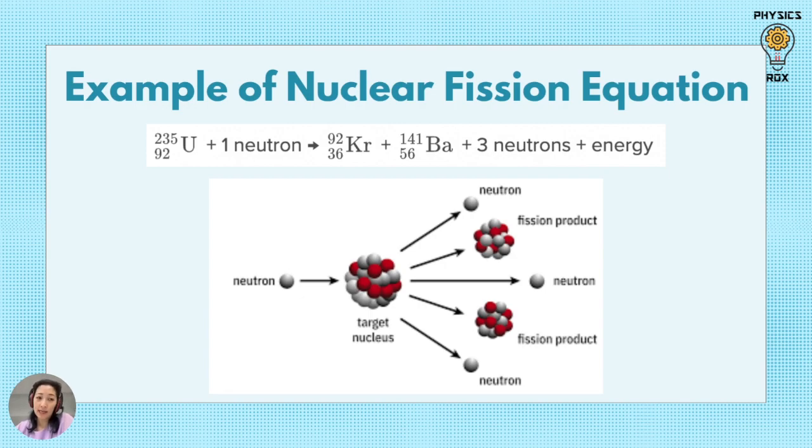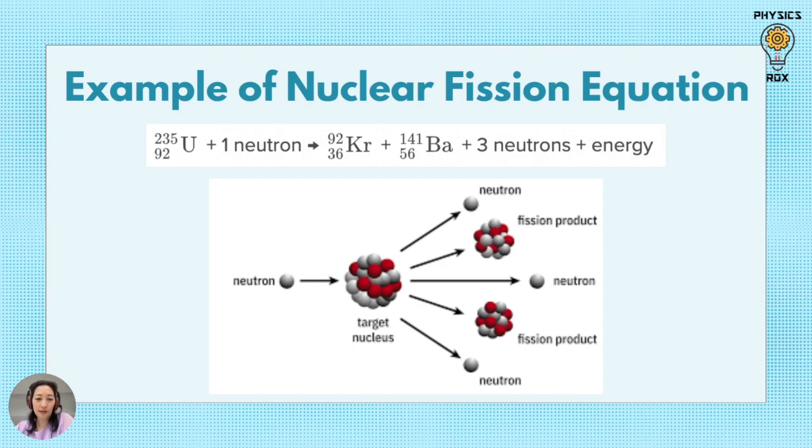So basically, a large nucleus, for example, uranium in this case, gets hit by one neutron, and that collision causes it to split into two atoms and some spare neutrons. The additional neutrons that are the product could be two or three. Again, that depends on the collision. So just recognize that this is a nuclear fission reaction.